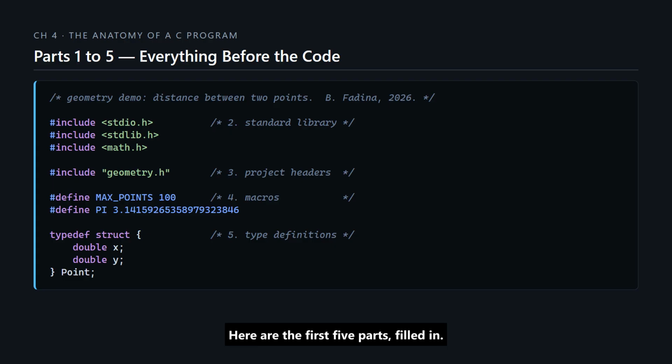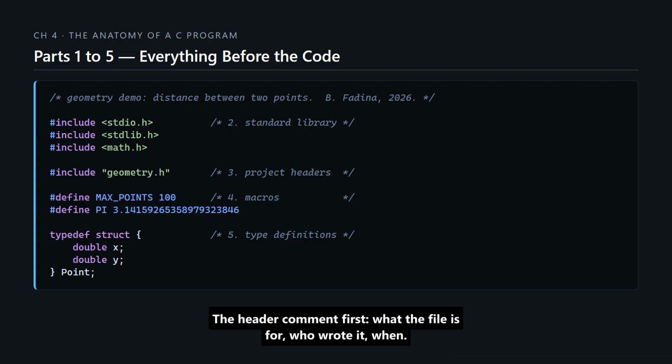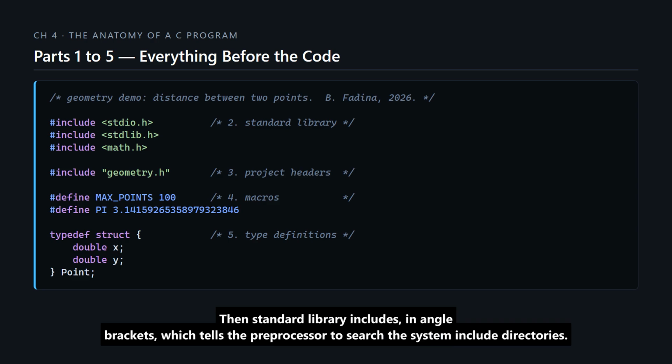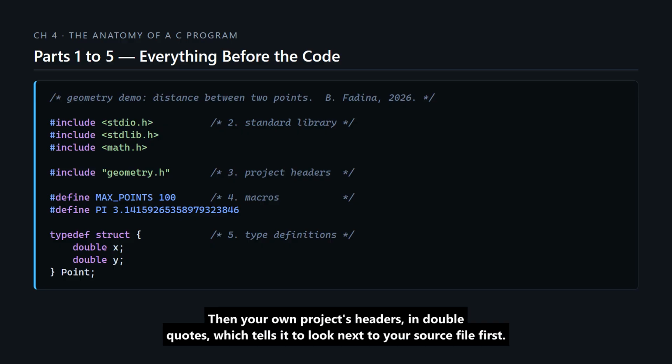Here are the first 5 parts, filled in. The header comment first, what the file is for, who wrote it, when. Then standard library includes, in angle brackets, which tells the preprocessor to search the system include directories. Then your own project's headers, in double quotes, which tells it to look next to your source file first.